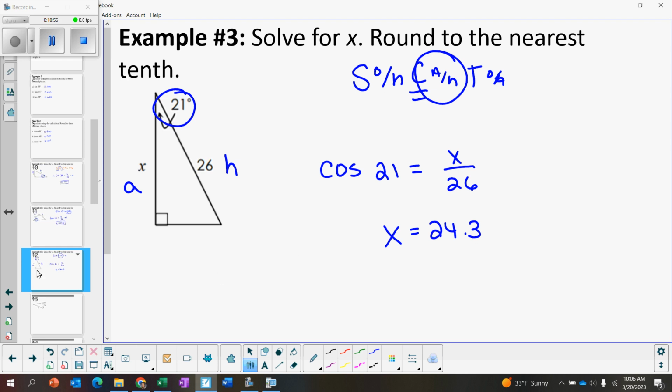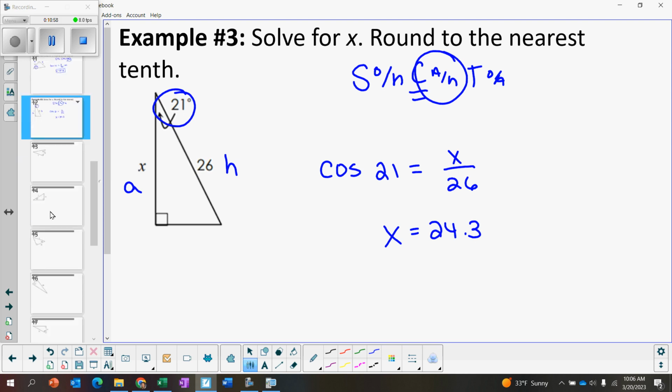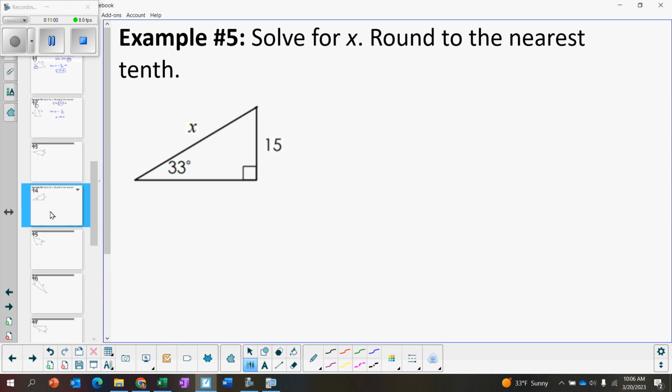All right, I'm going to skip the next example because it's a little repetitive. So I have my angle. This is the hypotenuse here, and this is the opposite. So O and H is sine, right? So I'm going to put sine 33 equals O over H. This time it's 15 over x.